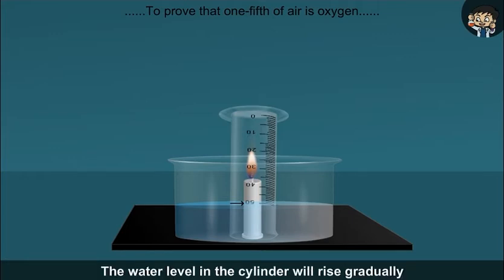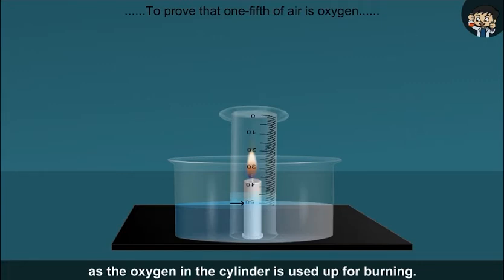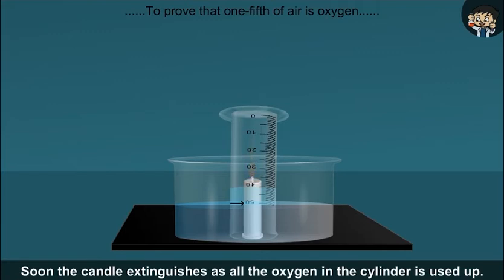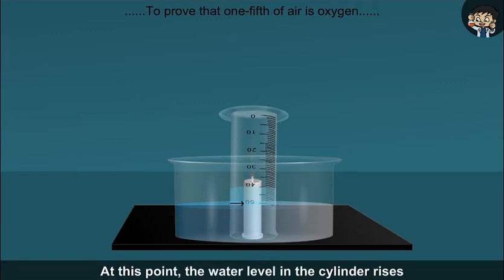The water level in the cylinder will rise gradually as the oxygen in the cylinder is used up for burning. Soon the candle extinguishes as all the oxygen in the cylinder is used up. At this point, the water level in the cylinder rises to a certain height and becomes steady. Now note the level of water in the cylinder.